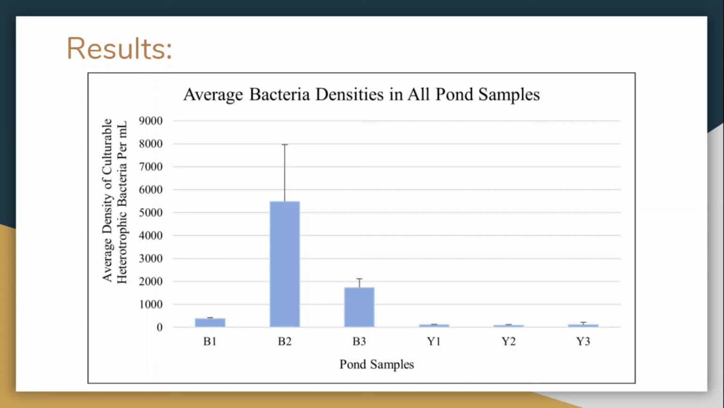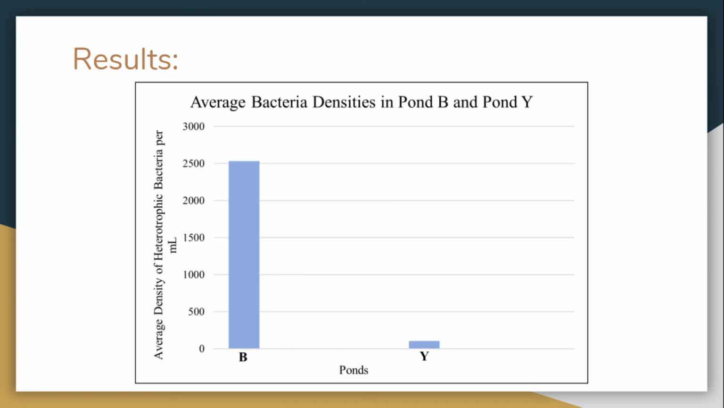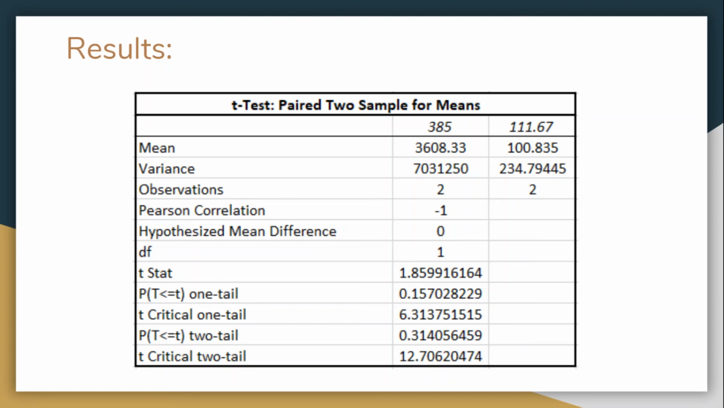than the yuck pond. For this graph, the average bacterial density per milliliter between pond B and Y are being compared. Pond B showed a significantly higher average bacterial density than pond Y. Since potable water should have HBC levels of less than 500 CFU per milliliter, it appears as though pond B water would have to be treated to be safe to drink, while pond Y water appears to be within the acceptable HBC range. Finally, we took a t-test.